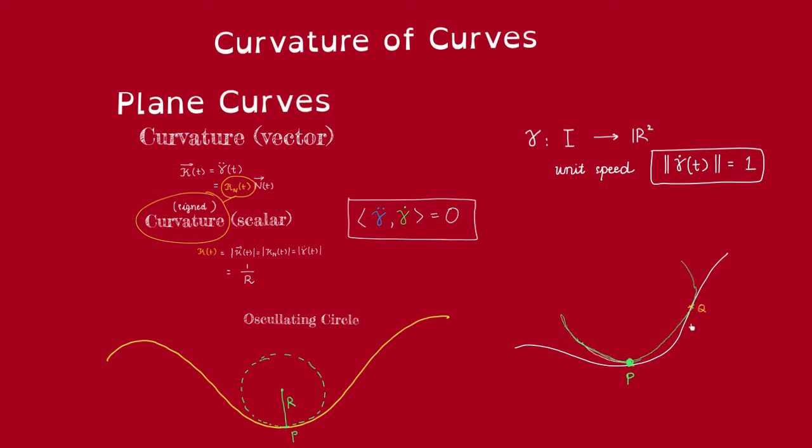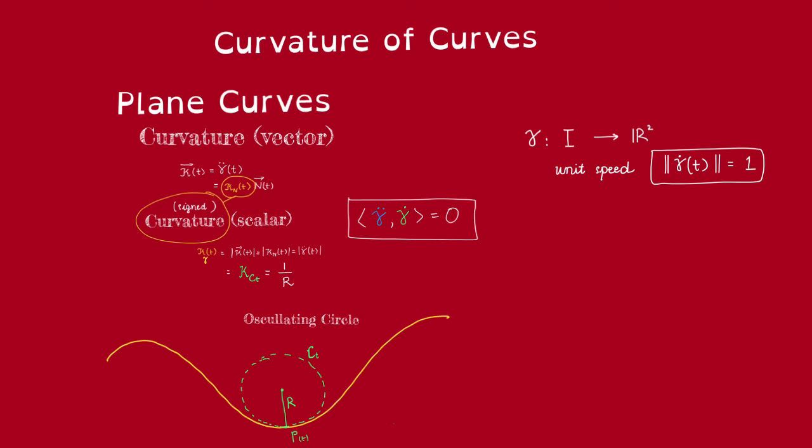And as Q comes closer and closer to P, this circle looks more and more like gamma around the point P. It becomes a better approximation around the point P. So the limit of this circle as Q approaches P, that's called the oscillating circle of gamma at P. It turns out that if this oscillating circle at the point P here, corresponding to time t, is C_t, then the curvature of gamma at this point P is just going to be equal to the curvature of the oscillating circle, which is just going to be equal to 1 over its radius.